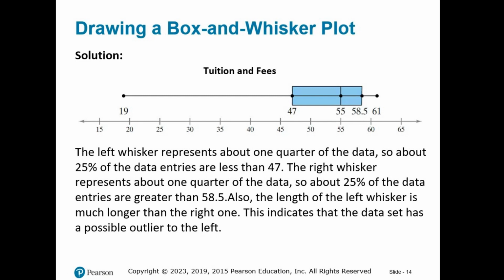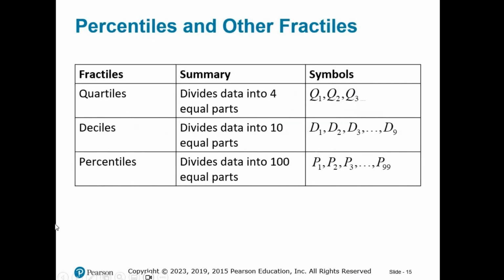In addition to quartiles, you can specify a data entry's position using percentiles and/or deciles. These are just other options for partitioning your data set. Deciles divide the data set into 10 equal parts, and percentiles divide a data set into 100 equal parts. Standardized tests are a great example of percentiles.